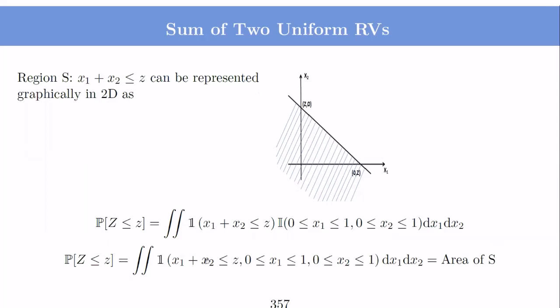So this is the first condition, and then x1 should be between 0 to 1 and x2 should also be between 0 to 1. So this is a rectangle of side 1 with one corner at the origin, and this is the region bounded by this line. Whatever the intersection is, that area will be the probability that z is less than or equal to 0. So how can we compute this area? Again, note that the area depends on the value of z, because there is one condition here.